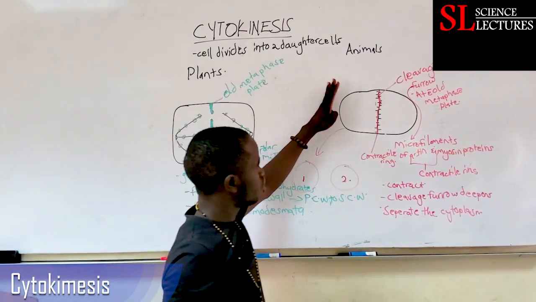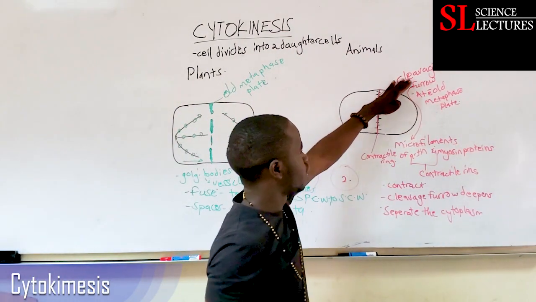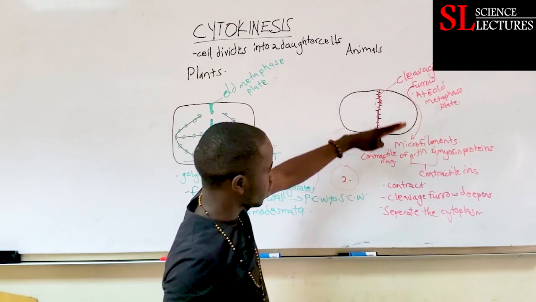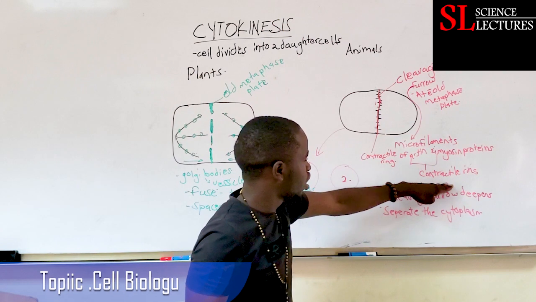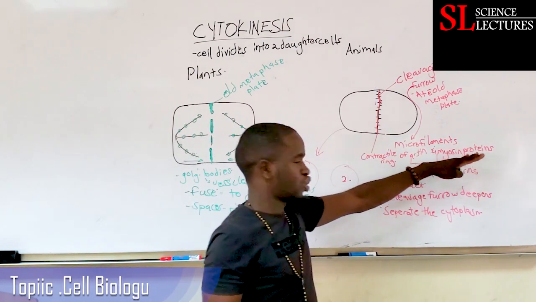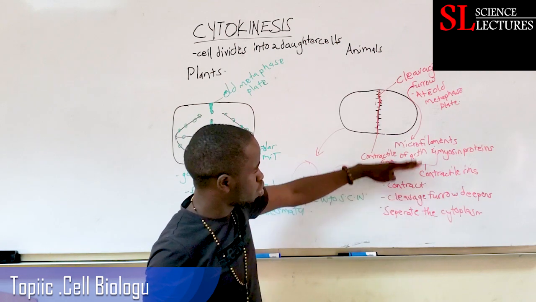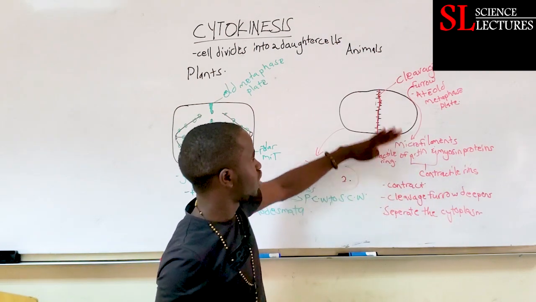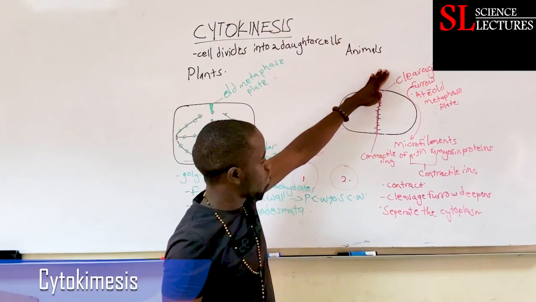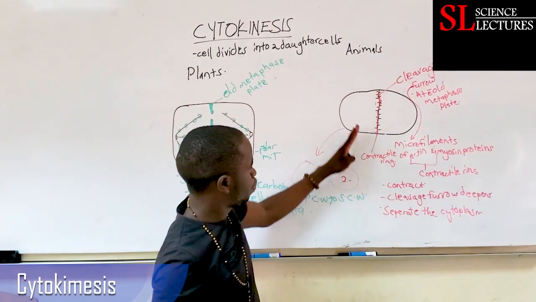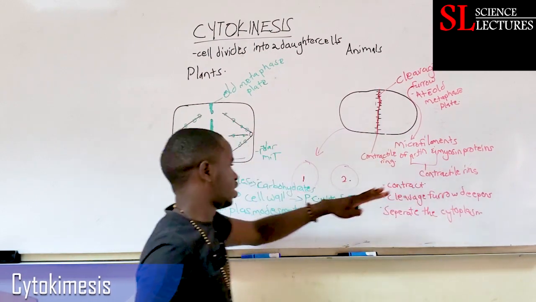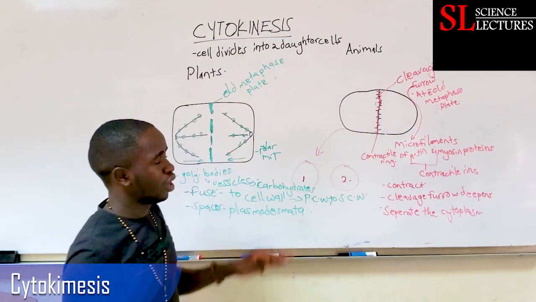While we saw in animals, there is formation of the cleavage furrow at the old metaphase plate. The cleavage furrow is surrounded by a contractile ring. The contractile ring contains actin and myosin proteins. So these two shall continue contracting and relaxing, thereby deepening the cleavage furrow. Then this cleavage furrow shall eventually pinch the cytoplasm, separating it into two daughter cells. And that is all about cytokinesis.